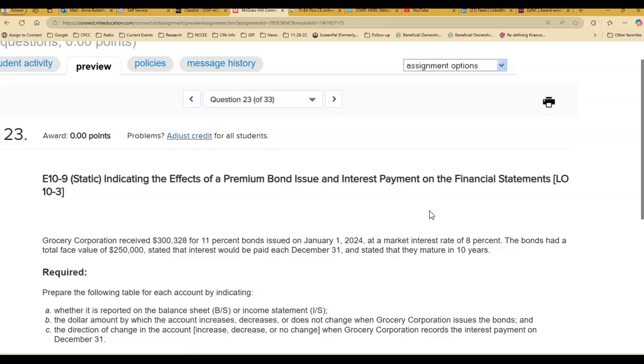We've got Grocery Corporation received $300,328 for 11% bonds issued on January 1 of 2024 at a market interest rate of 8%. Now don't read any further. What can we assume from that sentence? The bonds issued at a premium, discount, or face value? Premium, how do we know?